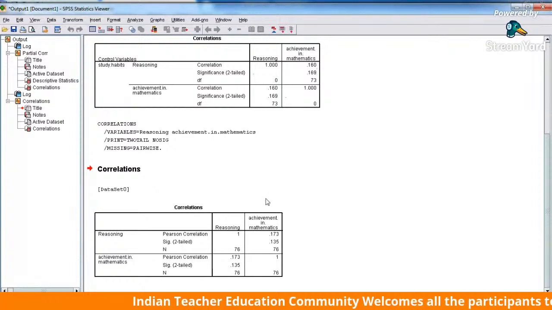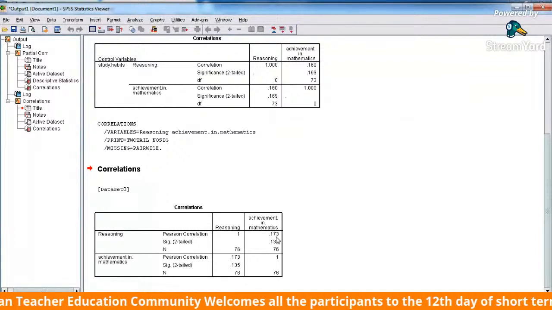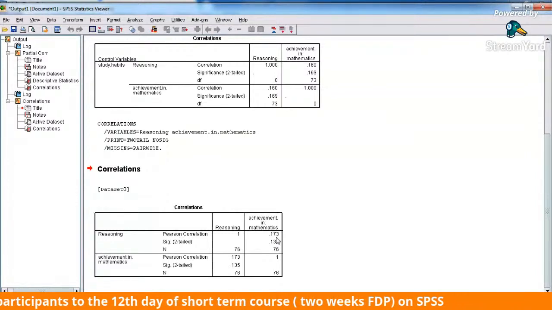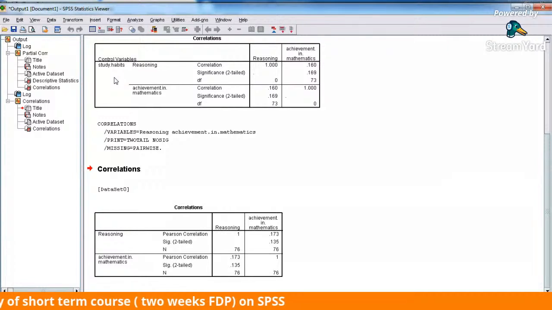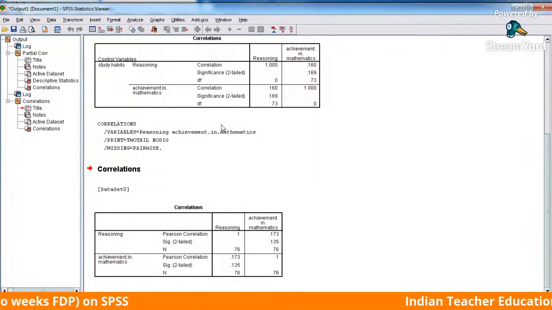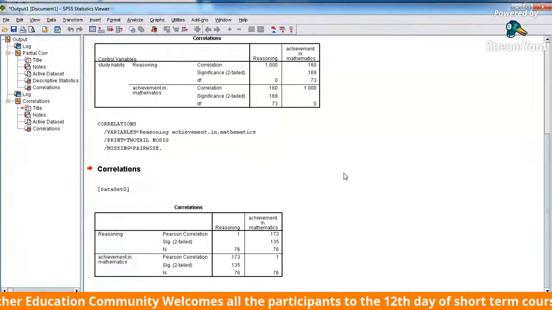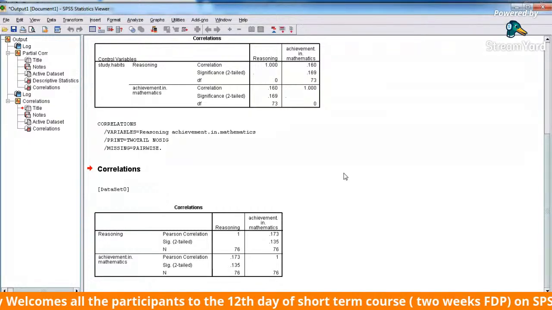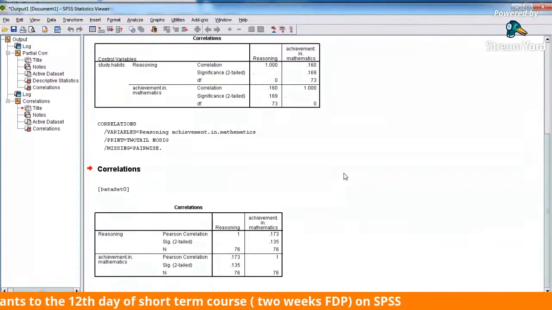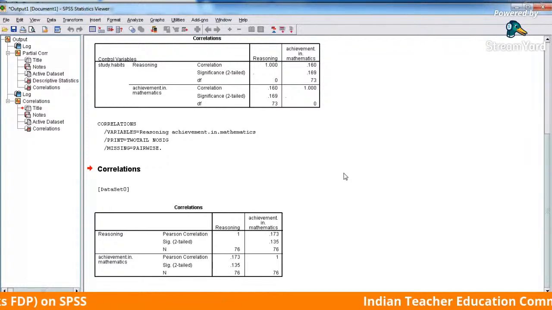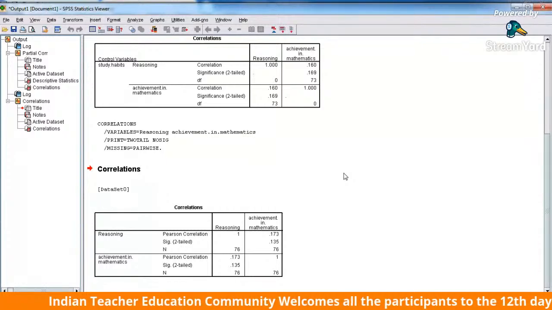Why? Because in 0.173, the contribution of study habit is there. But in this case, you have taken it out. And when you have taken it out, then the correlation value changes. This is exactly the effect of partialing out, of controlling. So when you control, their contribution is taken out, and therefore whatever comes will be a slightly better correlation. It will depict the relationship between the reasoning and achievement in mathematics.